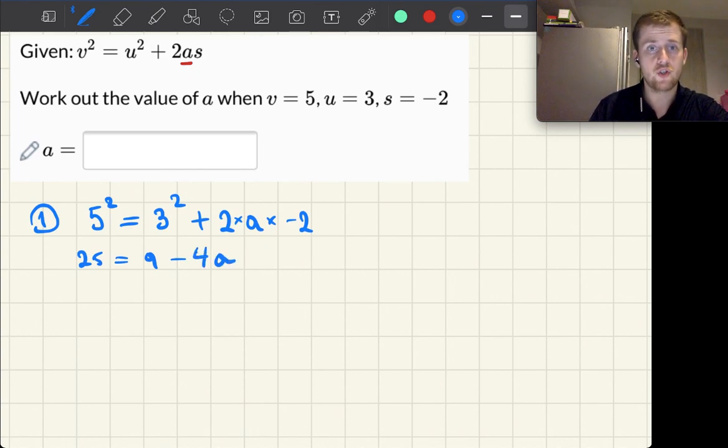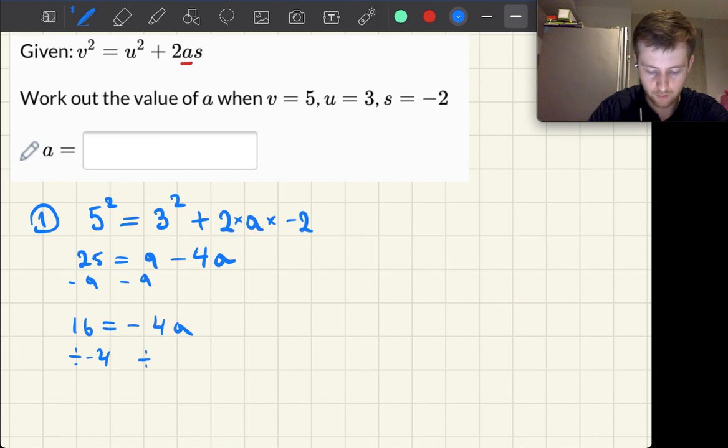And now we can just solve this as an equation, right? So 9 goes to the other side. We will get 16 equals -4a. Then we divide both sides by -4. We get a equals -4.